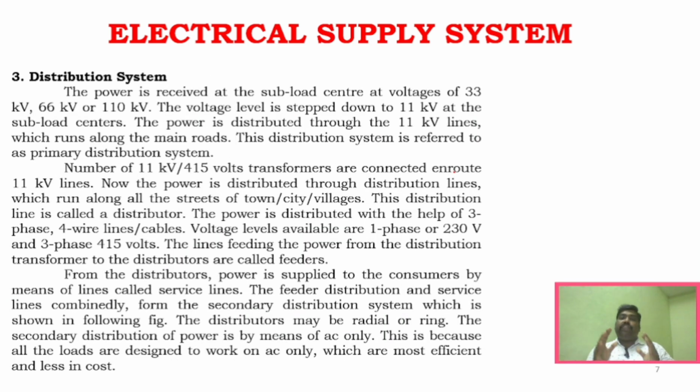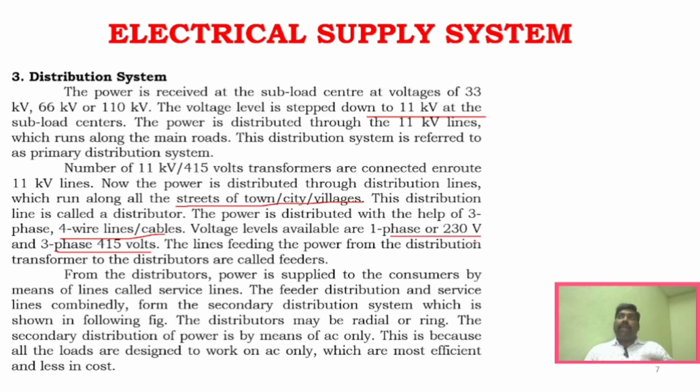Now after reaching the substation, it's all about distribution. From the substation, it is reduced to 11 kilovolt and sent to the distribution lines along the main streets, which we call the distributor. From there, it is sent to the consumers using 4-wire cables or single phase cables, where for 3-phase it will be 415 volts and for single phase it will be 230 volts.